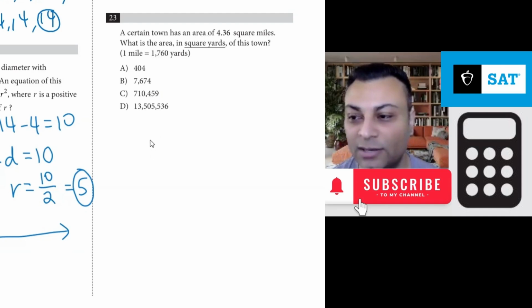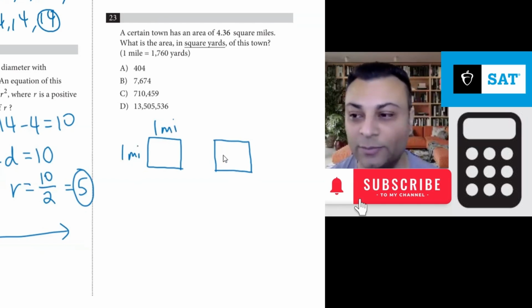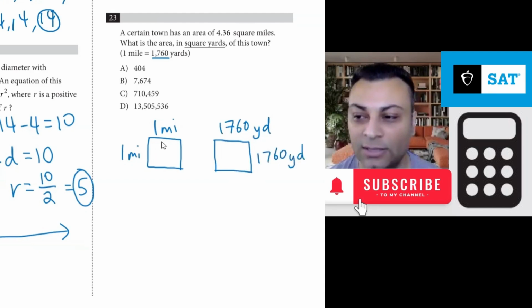So let's take a square, and I'll draw an identical square here, but I'll label these a bit differently. So this is 1 mile and 1 mile. Now here I'll label the identical square in yards. 1 mile is 1,760 yards. So 1,760 yards, YD for yards, and this is also 1,760 yards. The area of this particular square is 1 times 1, which is 1 square mile.